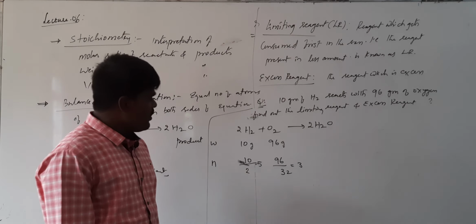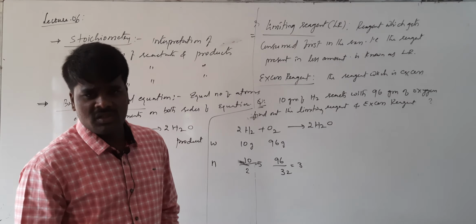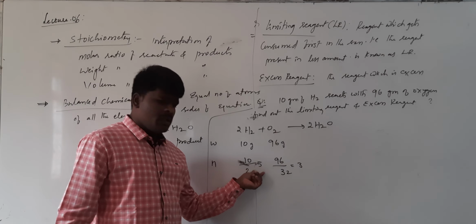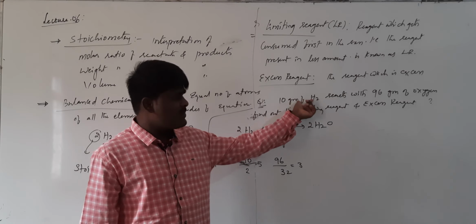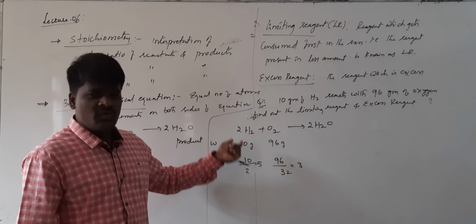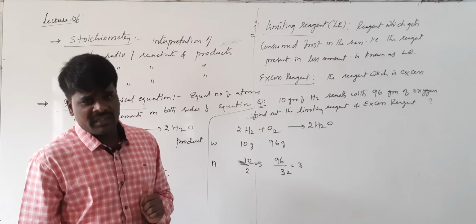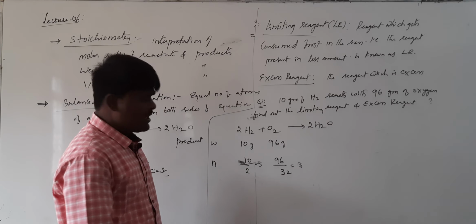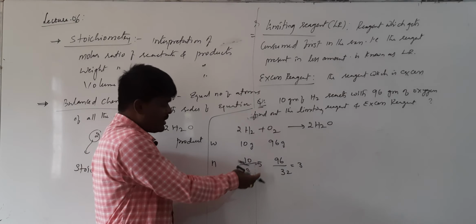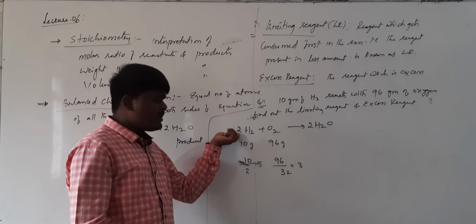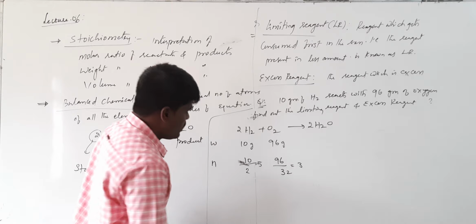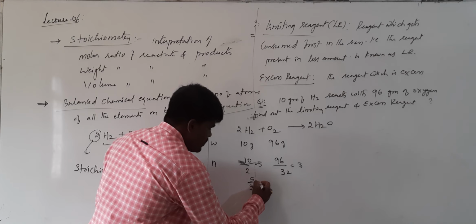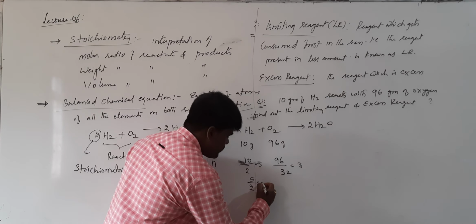Now how to determine which is the limiting reagent and which is the excess reagent? In order to determine this, take the number of moles as per the given question and divide those by the stoichiometric coefficient of the corresponding reactant. Here the stoichiometric coefficient of hydrogen is 2. So in order to identify the limiting reagent, you have to divide the number of moles of each substance by the stoichiometric coefficient of the corresponding reactant. So the relative number of moles, how many are going to participate here?